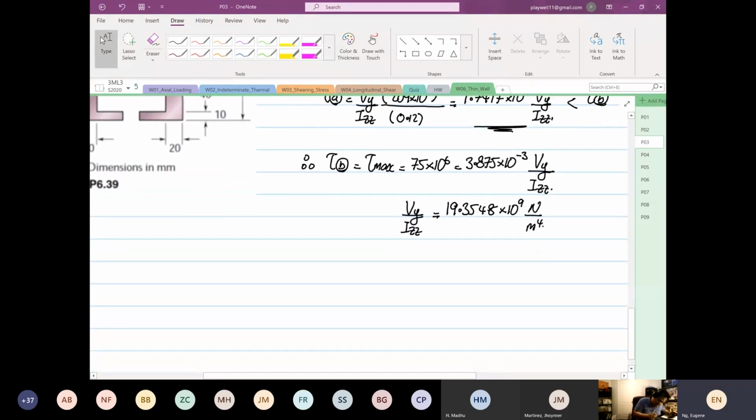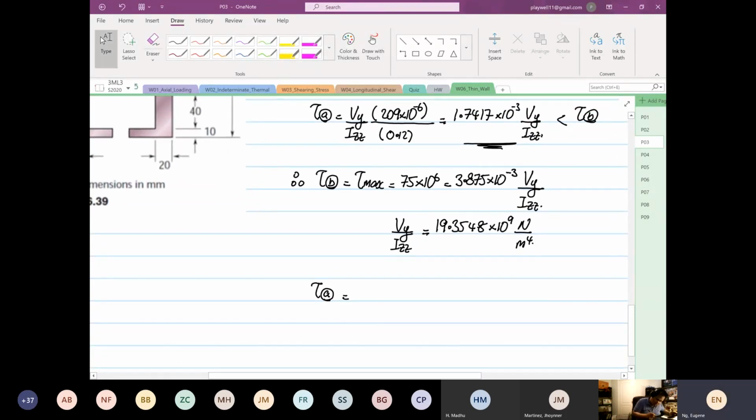So therefore, the shear stress at point A is equal to 1.7417 times 10 to the power minus 3, multiplied by 19.3548 times 10 to the power 9. This will be equal to 33.710 times 10 to the power 6 Pascal.